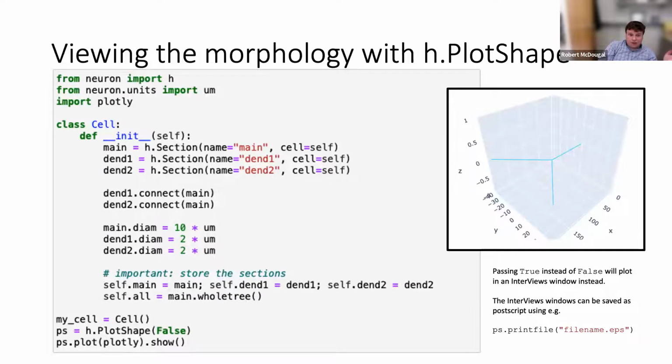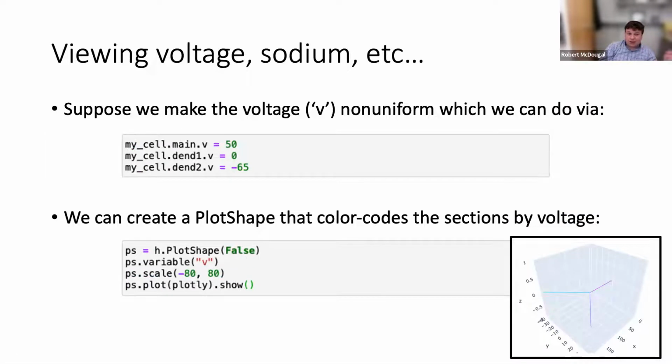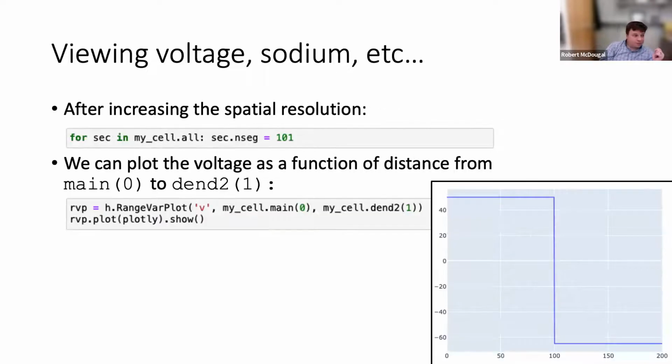We've seen that you can use a shape plot, or in the code, it is unfortunately called a PlotShape, to look at the pictures. You can do this if you pass true instead of false. Here, it'll launch an InterViews window, which is the same as NEURON's traditional graphics. If you pass false instead, you can use Plotly or Matplotlib to get a Python-based graphics representation of your cell as well. You can specify, hey, show me some variable with color coding. So give me a heat map, basically, of the membrane potential across the cell. RangeVarPlot gives you the space plot, how things change along a path. So here, the path of voltage between the zero end of the main section and the one end of the dend2 section. And we have, again, tutorials on all of these things.